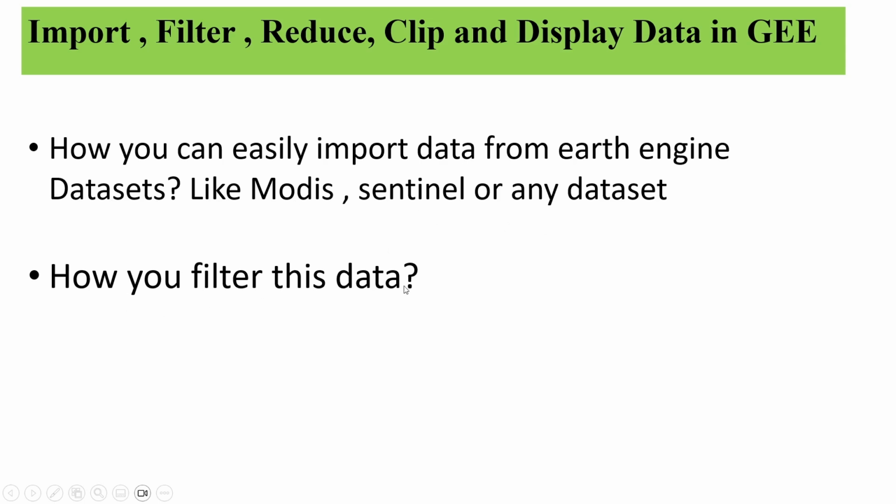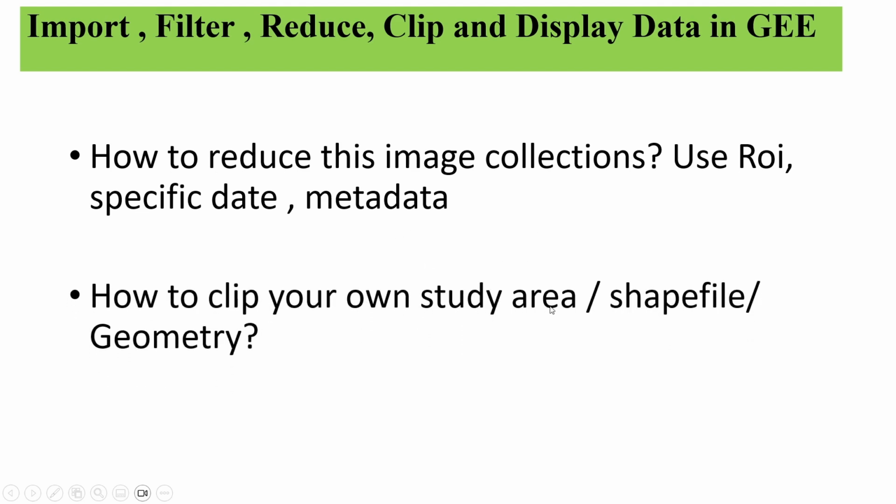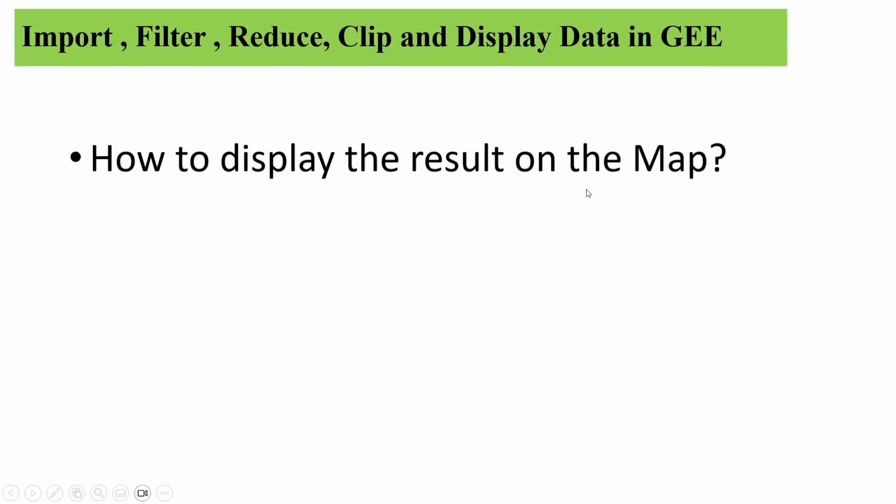Then how you can easily filter this data: filter by your specific time frame, filter for your specific study area, filter by your specific image metadata. Suppose you want, you can select less than 1% cloud cover, or less than 5%, or less than 10%. Then how you can easily reduce this image collection by using your region of interest, specific time frame, and metadata, and also how to clip to your own study area. Your own study area means your shapefile, or your specific location, or your specific geometry. How you can easily clip only your own study geometry. Then finally, how you can easily display the result in your interactive map view.